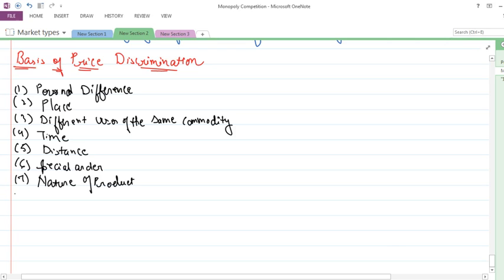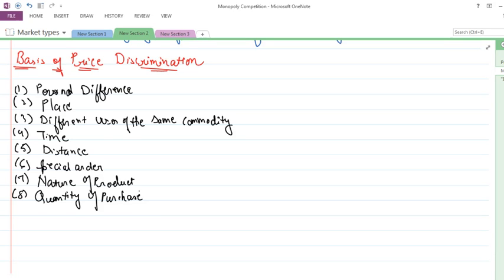Then the eighth basis for price discrimination is quantity of purchase. When a particular consumer buys a product in bulk, then there would be a discount allowed by the seller. When small quantities are purchased, then there is a possibility that this discount might not be given to the consumer.